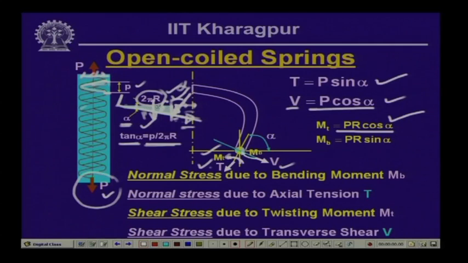And if we take this vectorial direction moment, the component perpendicular to this wire axis is equal to P r sin alpha, and this is going to cause a moment. So, one is a twisting moment in the wire, and the other one is going to cause a bending moment, because the vectorial direction is perpendicular to the wire axis, and the moment which is acting is a bending moment in the wire.